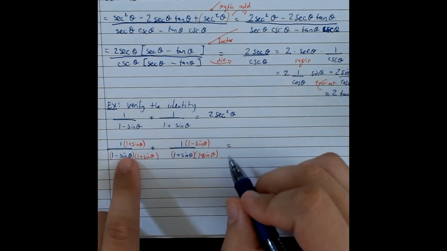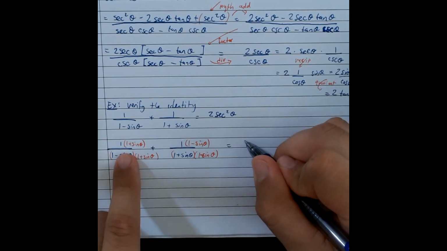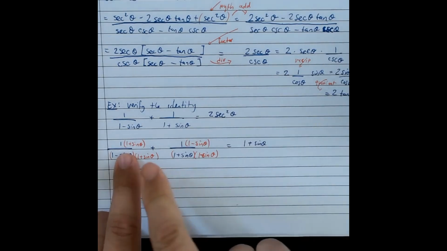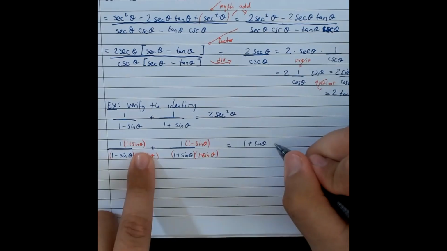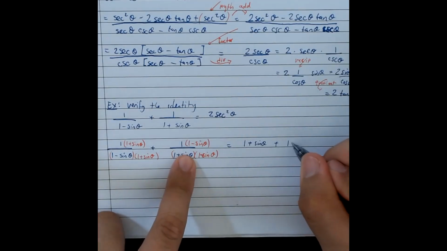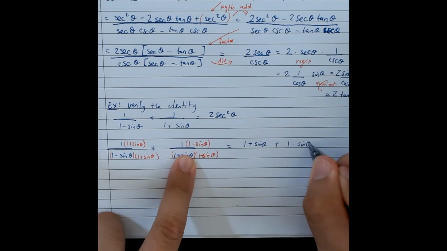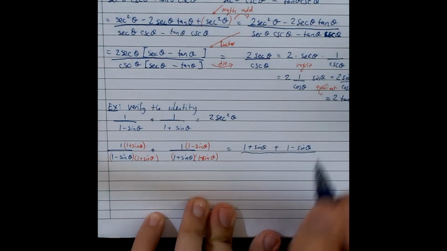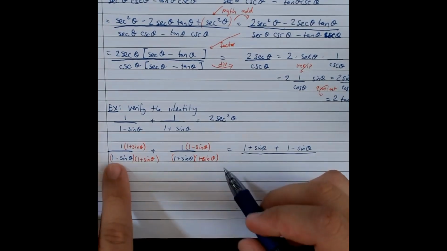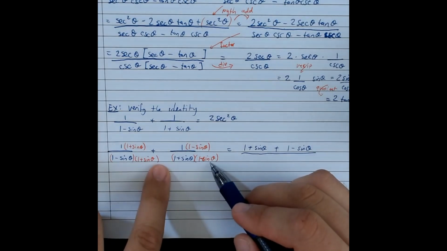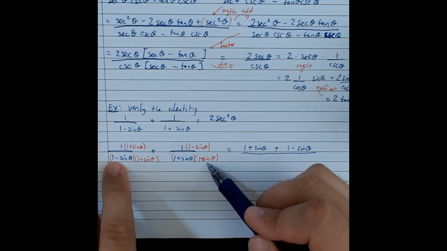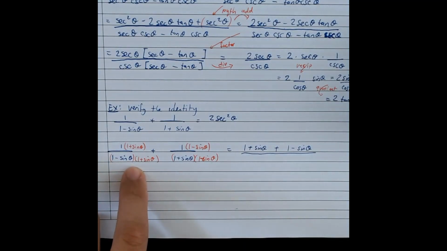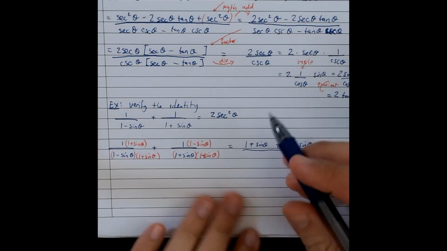All right. That's 1 plus the sine of theta plus 1 minus the sine of theta. And since these have a common denominator, let me write them all together as a common denominator. Here, the common denominator is this times this. Right? 1 minus sine of theta times 1 plus the sine of theta. All right, so let's go ahead and do that.